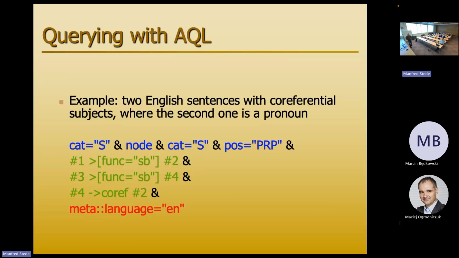So, for example, here is a query. We are interested in two sentences with co-referential subjects, and the second one should be pronoun, if this is, for example, your research question. The blue things all introduce one entity. They say, give me anything that is of category sentence, all the sentences. Give me anything, give me some node. So I have two sets of candidates already. Third one, give me another sentence. Give me something that is part of speech, pronoun, personal. And that's the four things that are on the table. They're all sets, so we need to reduce the space now.